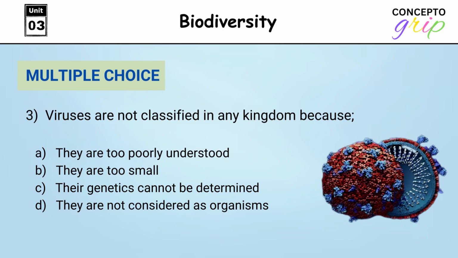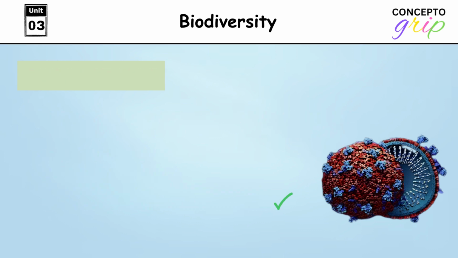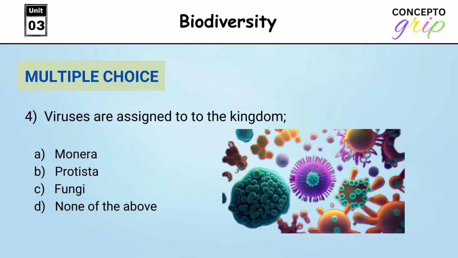Number 3. Viruses are not classified in any kingdom because A, they are too poorly understood, B, they are too small, C, their genetics cannot be determined, D, they are not considered as organisms. The correct option is D, they are not considered as organisms. Number 4. Viruses are assigned to the kingdom A, Monera, B, Protista, C, Fungi, D, none of the above. Correct option is D, none of the above.